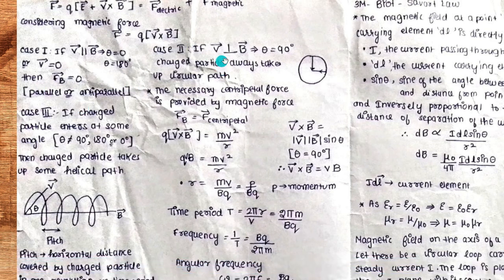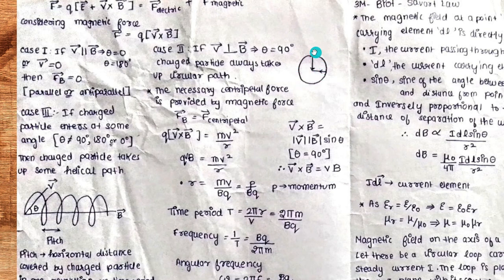Case 2: if v bar is perpendicular to B bar, that is, theta between them is 90 degrees, then the charged particle always takes up a circular path. Now, when the charged particle takes up a circular path, we know from our previous classes, some 11th or 9th, the concept of centripetal force.